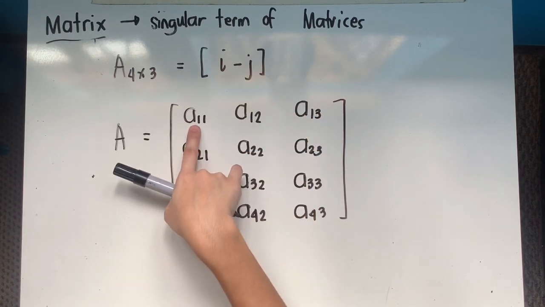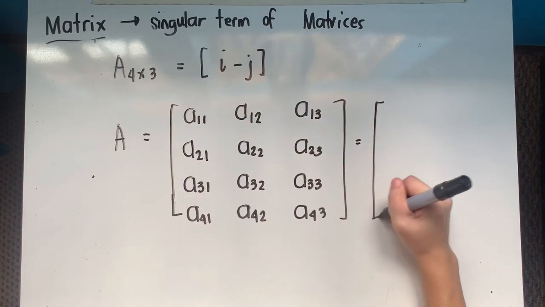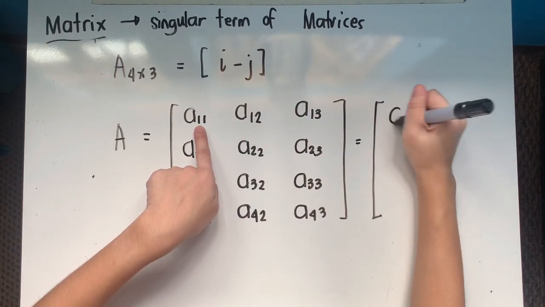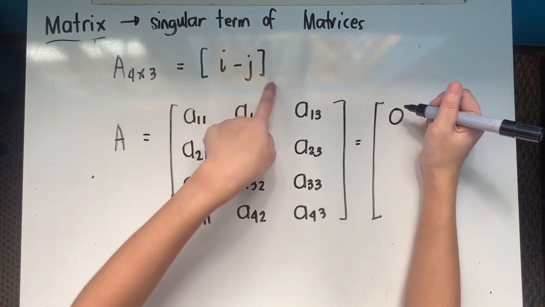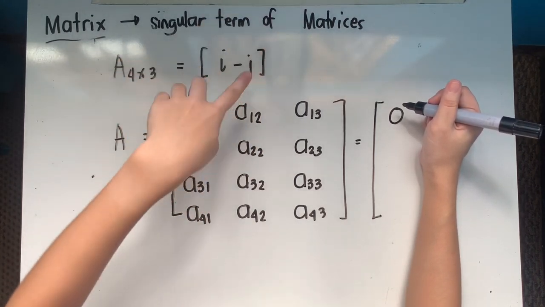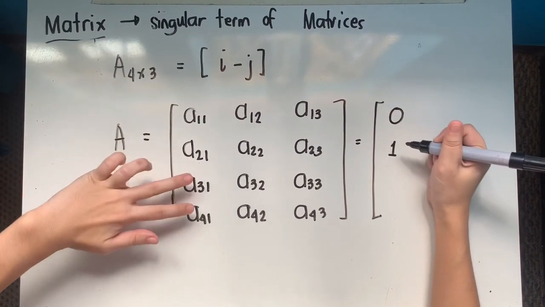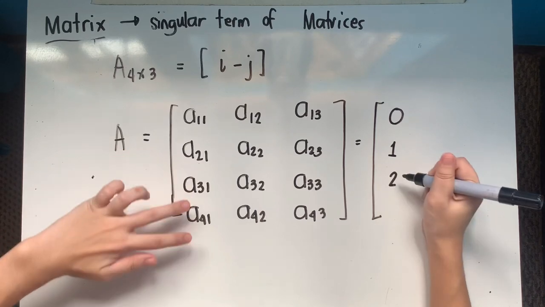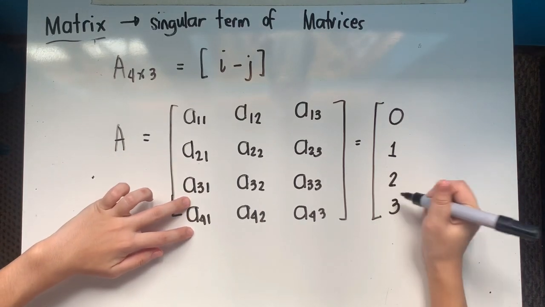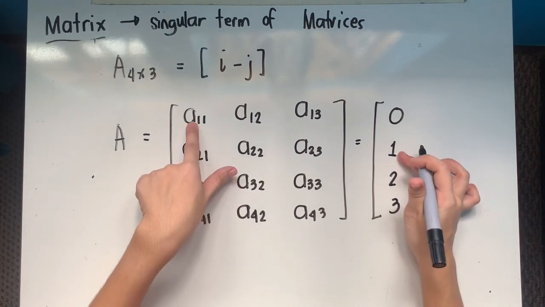So entry A11 is simply the ith row minus the jth column where A11 is located. So this is first row, first column. That would be 1 minus 1. Therefore, your first entry will be 0. So we simply take the difference between the ith row and the jth column. So for A21, that would be 1. For A31, that would be 2. For A41, that would be 3. Correct? That's 4 minus 1, 3 minus 1, 2 minus 1, 1 minus 1.